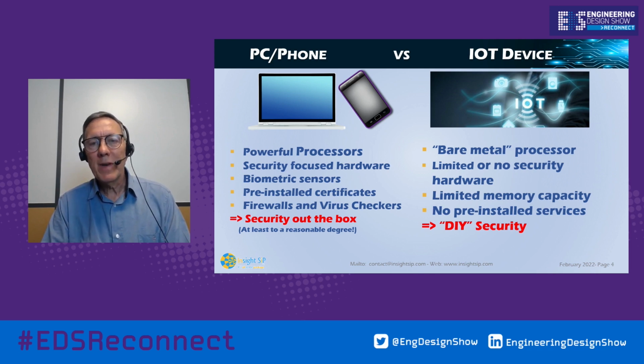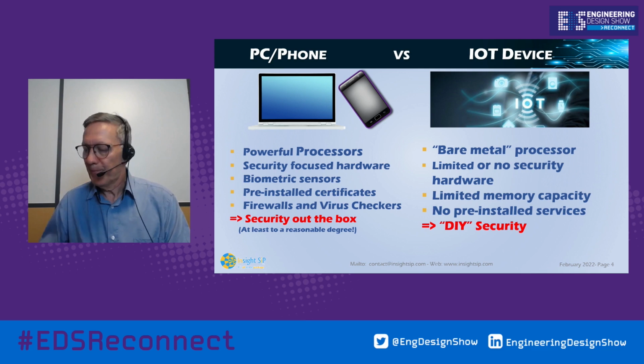If you now look at the IoT device, typically an IoT device is quite small. It has a small processor, and typically the program is put onto it in bare metal, so there's no operating system. It has limited or no security in some cases in terms of hardware. The memory capacity is many orders of magnitude less than the PC, and there are no pre-installed security services on the IoT device. So security, in terms of preventing hacking and attacks in the IoT device world, is basically do it yourself.